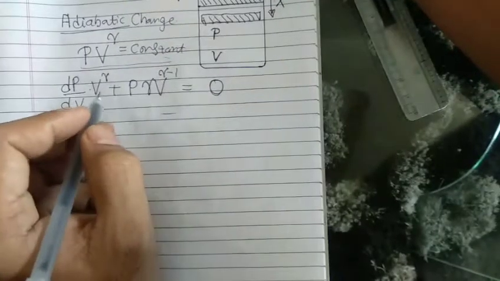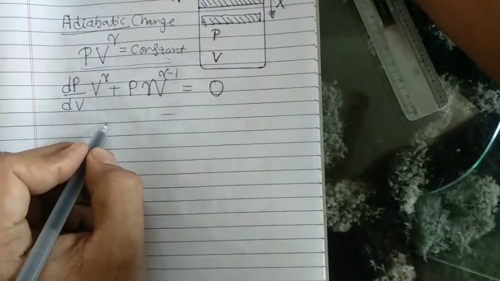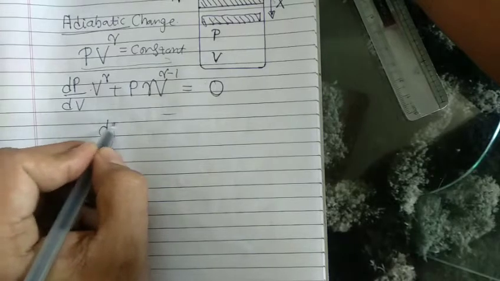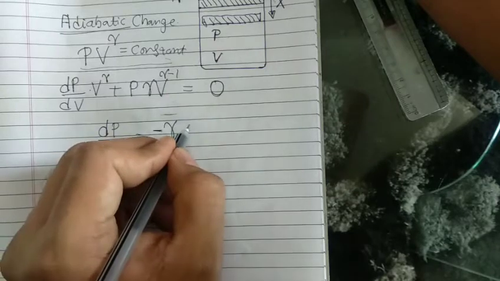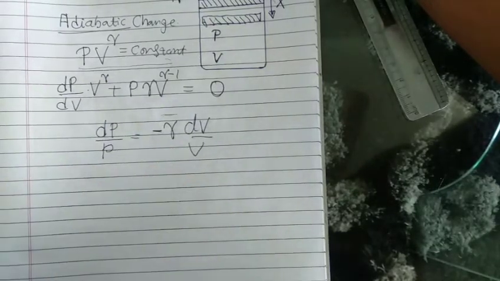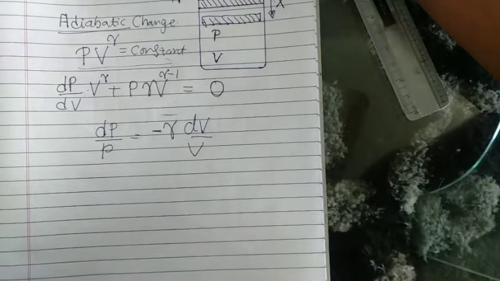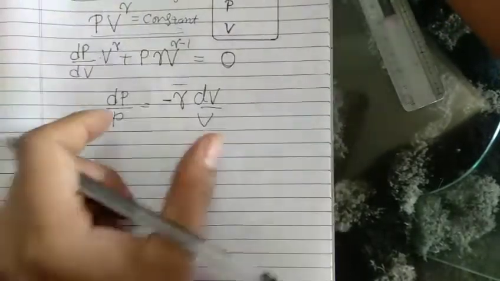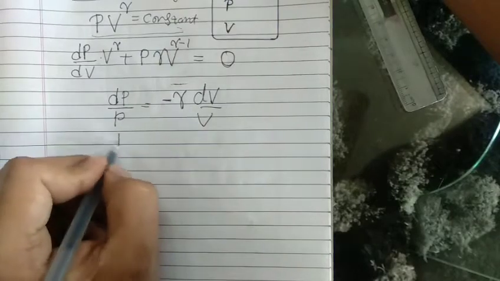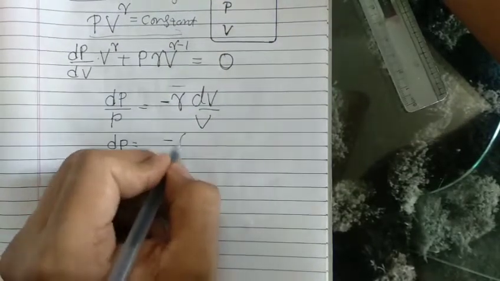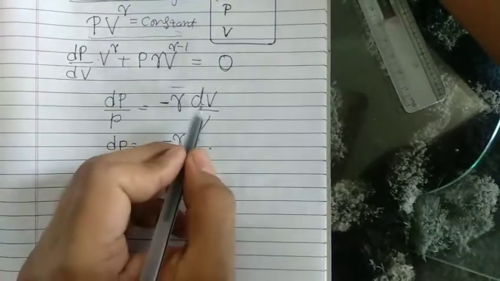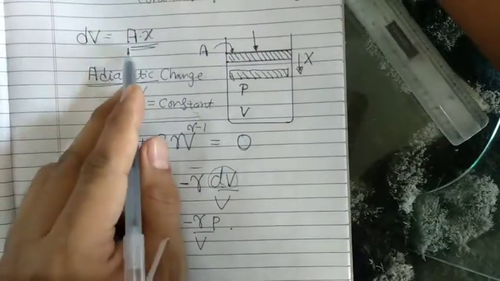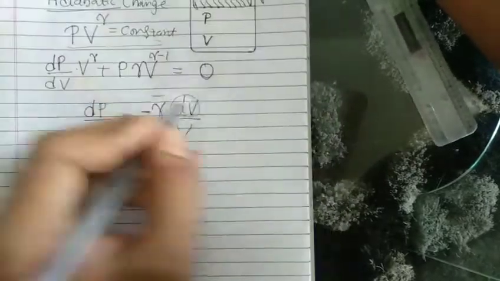Just solve it a little bit. On solving it, you will get dP upon P is equal to minus gamma times dV upon V. You can get this formula by just solving it a little bit. Now from here I get the value of dP. dP will be minus gamma by V into P into dV. This dV that I have written here can be written as A times X, remember, the change in volume.